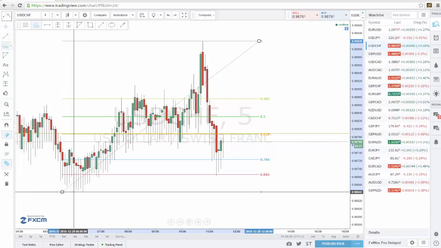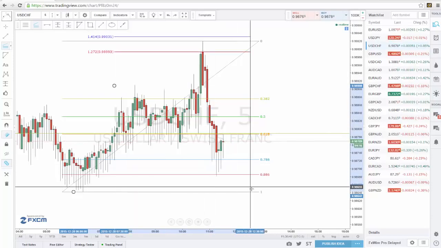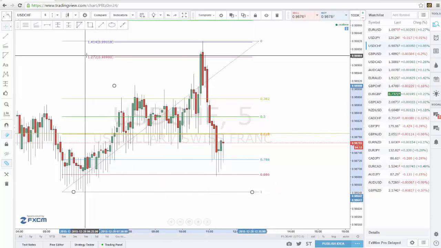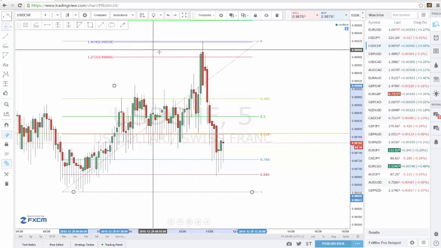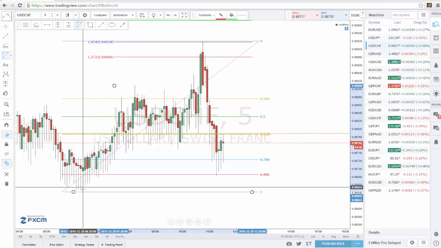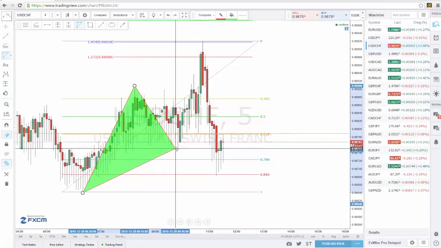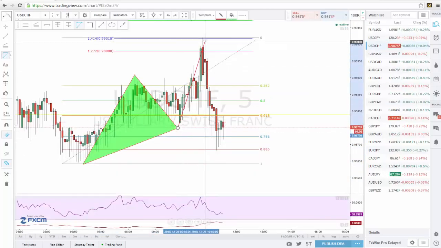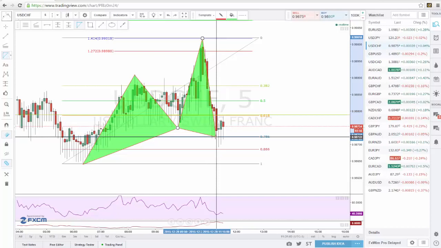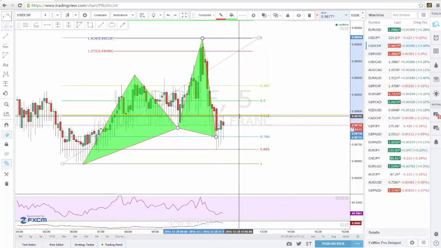So we take our extension tool, X to A, back down in, and as we see, this does break above the 127 extension without closing above the 1414 extension. So take our triangle tool, and this is what this cipher pattern looks like. Down here to the 786, and as you can tell, this cipher pattern is already completed but has not yet come up to hit targets.